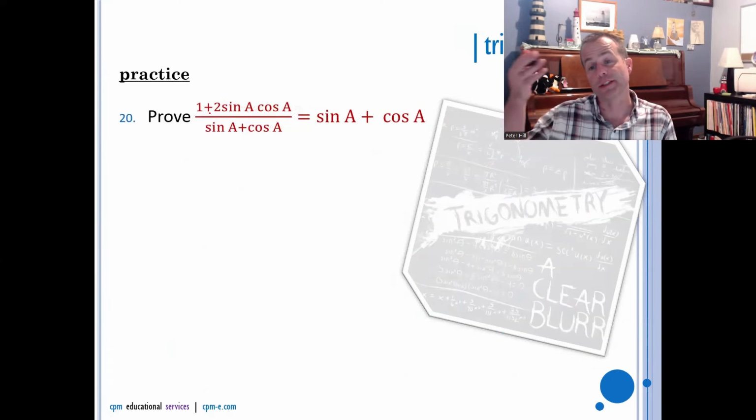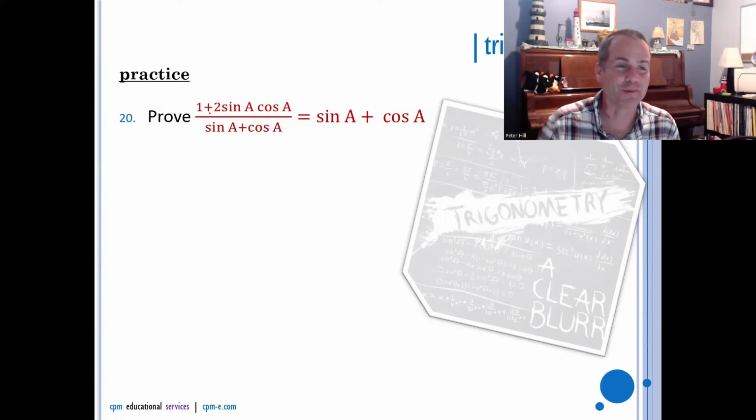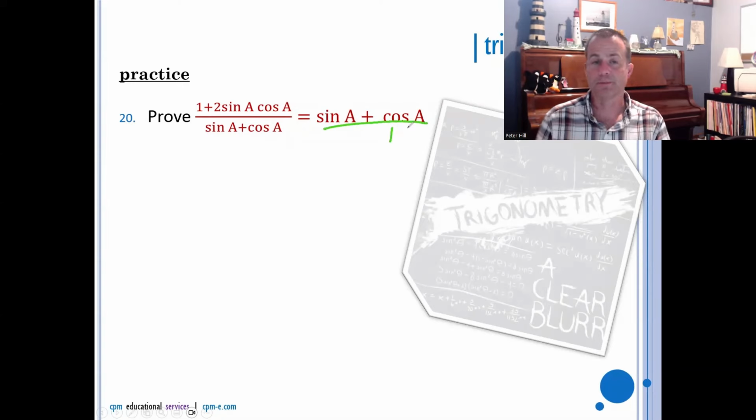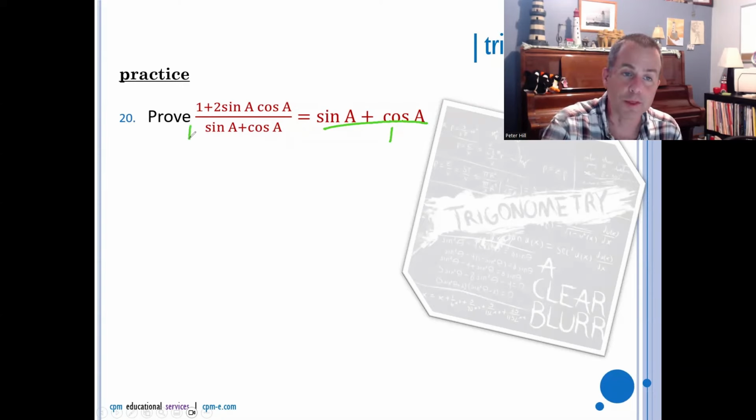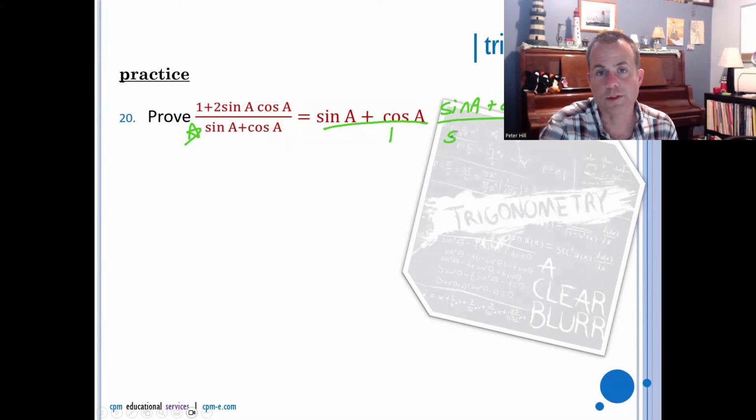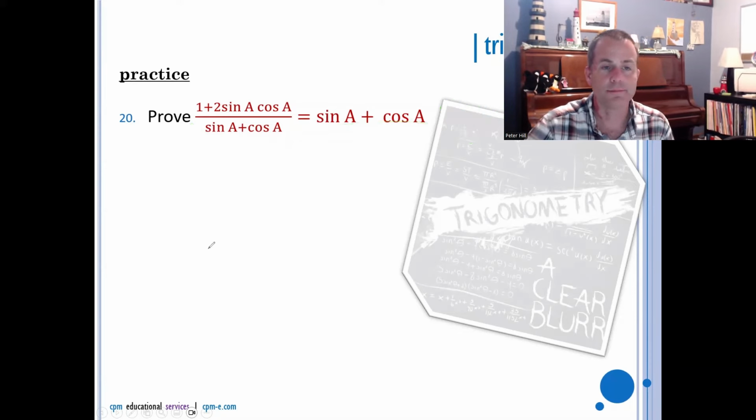I'm going to actually start with the simple side and see if I can make it more complicated. I know that this is over 1 right now, right? Anything is understood to be over 1. But I know that I want this as my denominator. So let's just multiply this by sine A plus cos A over sine A plus cos A. Okay? That's how I'm going to try and figure this guy out.